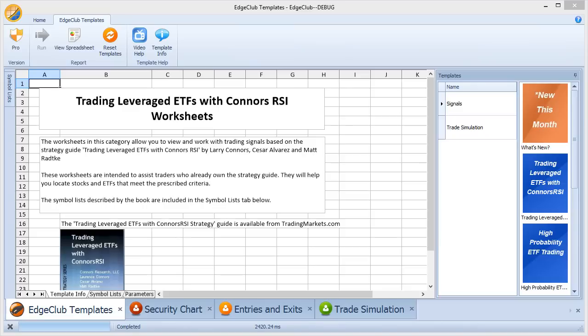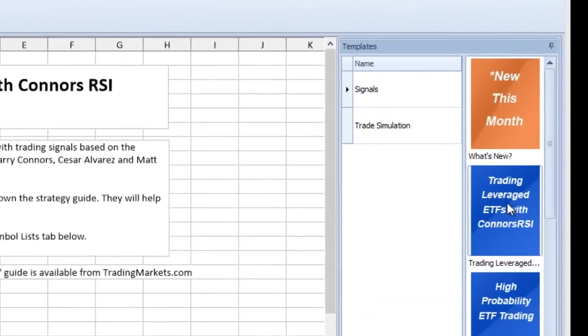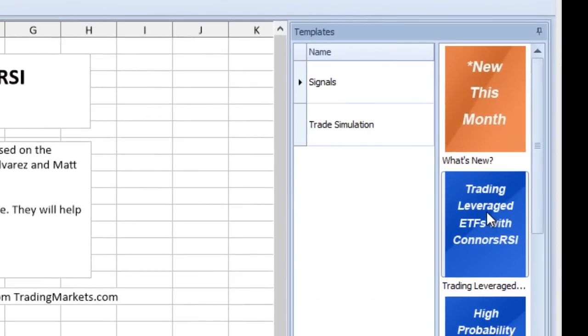In this video, I'm going to show you how to use the trading leveraged ETFs with Connors RSI worksheets that are part of the EdgeClub software. Now I have the EdgeClub software running, as you can see here. On the right hand side, I've clicked on trading leveraged ETFs with Connors RSI.